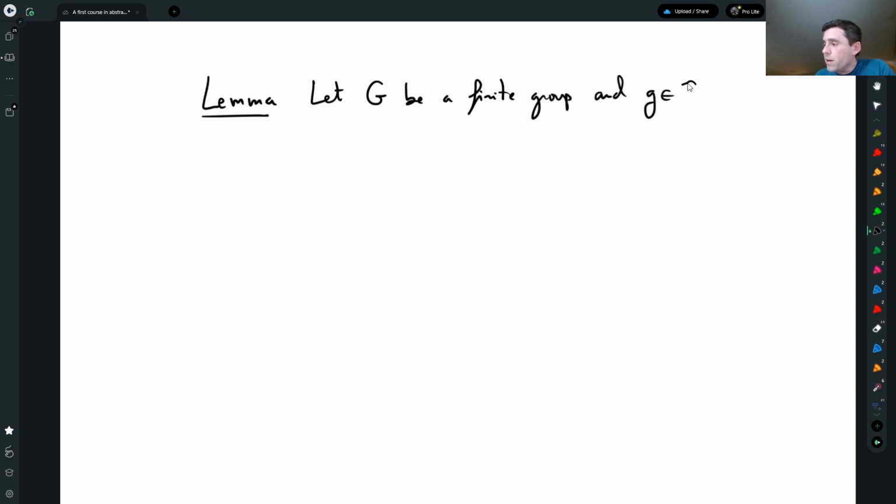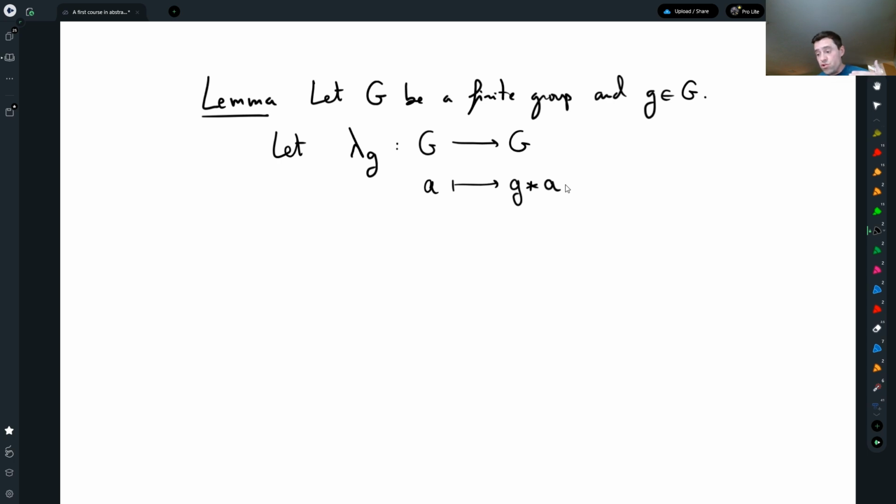And let g be in G. Let lambda_g be the map from G to G that sends any element a to g times a. So multiply on the left by g. This is what's happening in the gth row of a Cayley table.